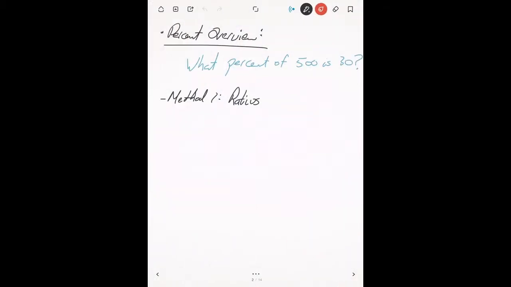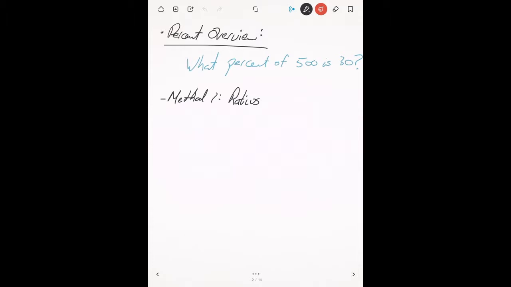So first up, we want to review finding percentages. So here's the problem. What percent of 500 is 30? Meaning if I had 500 items and I took 30 of them, what percent of 500 did I take? Did I take 50%? Did I take 10%? Did I take 20%? Did I take 15, 18, 17.5%, whatever. I'm trying to figure out what portion of 500 is 30.